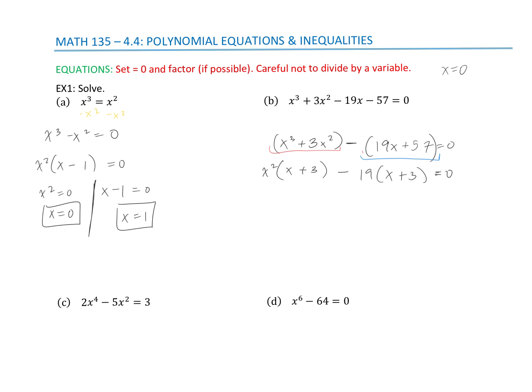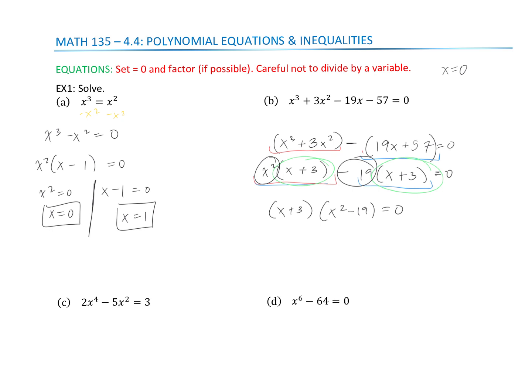So now, as we do with grouping, looking at these two different terms, do they share anything in common? Well, they both share an x plus 3, so I'll go ahead and factor out the x plus 3. And what's left over? Just the x squared minus the 19. All right, look, we have it factored equal to 0.